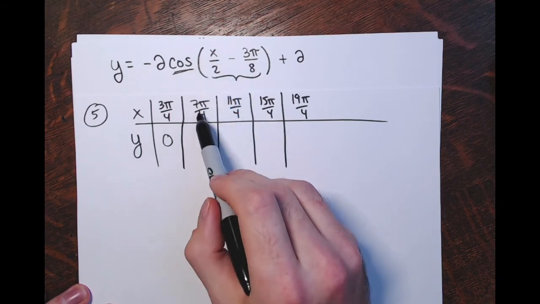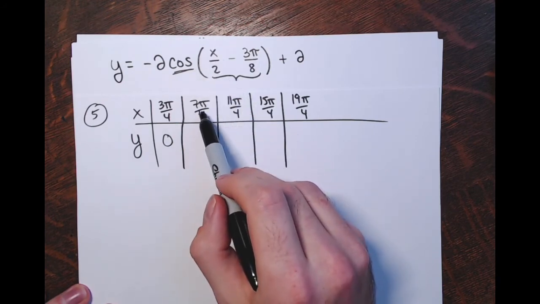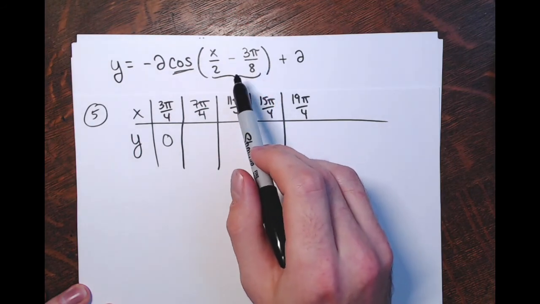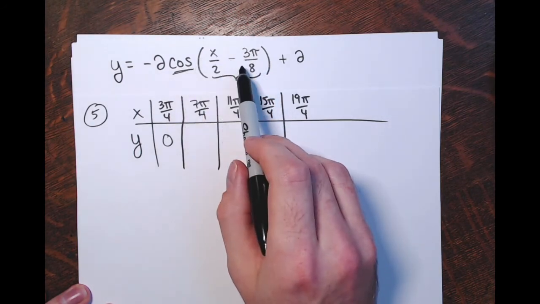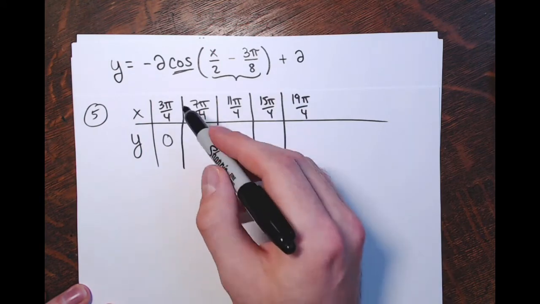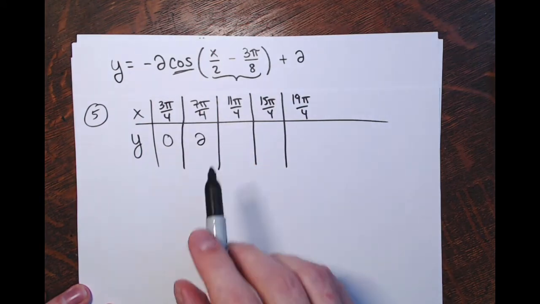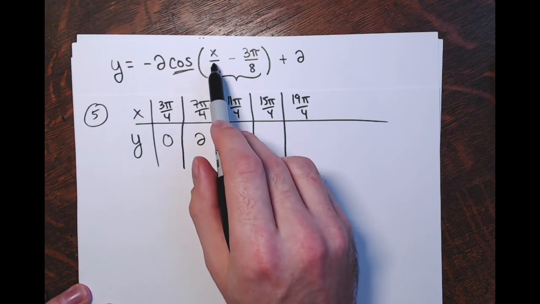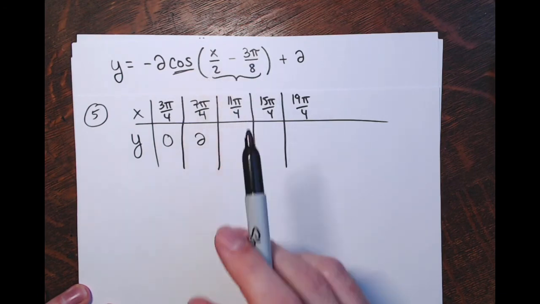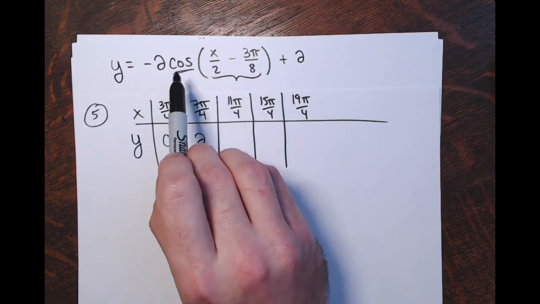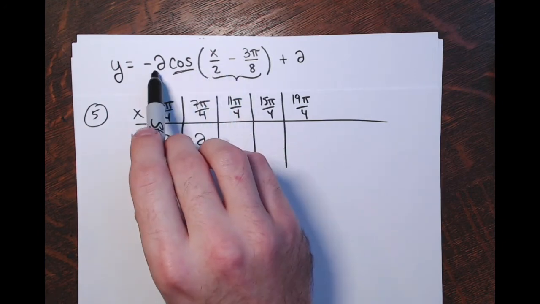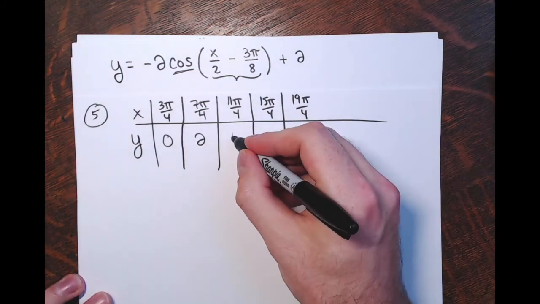Half of 7 pi over 4 is 7 pi over 8. Minus 3 pi over 8 would be 4 pi over 8, which is pi over 2. The cosine of pi over 2 is 0, times -2 plus 2 would be 2. Half of 11 pi over 4 is 11 pi over 8. Minus 3 pi over 8 would be 8 pi over 8, which is pi. The cosine of pi is -1. Times -2 would be 2, plus 2 is 4.